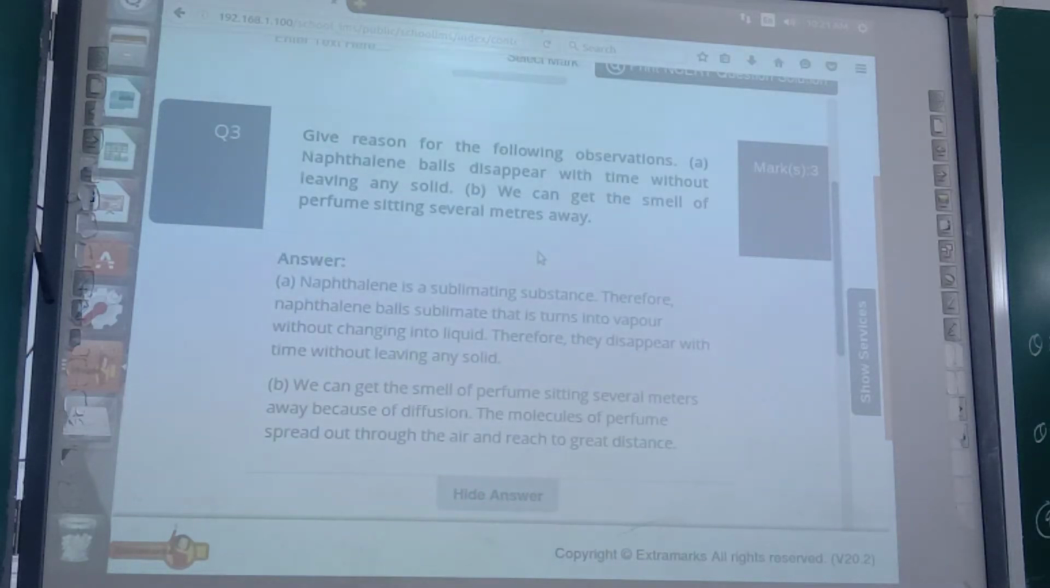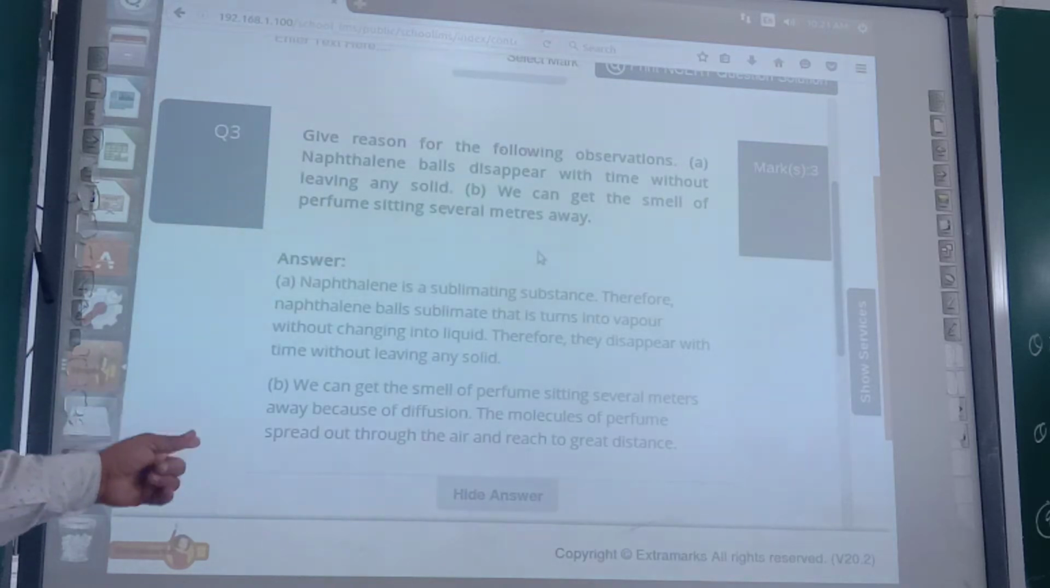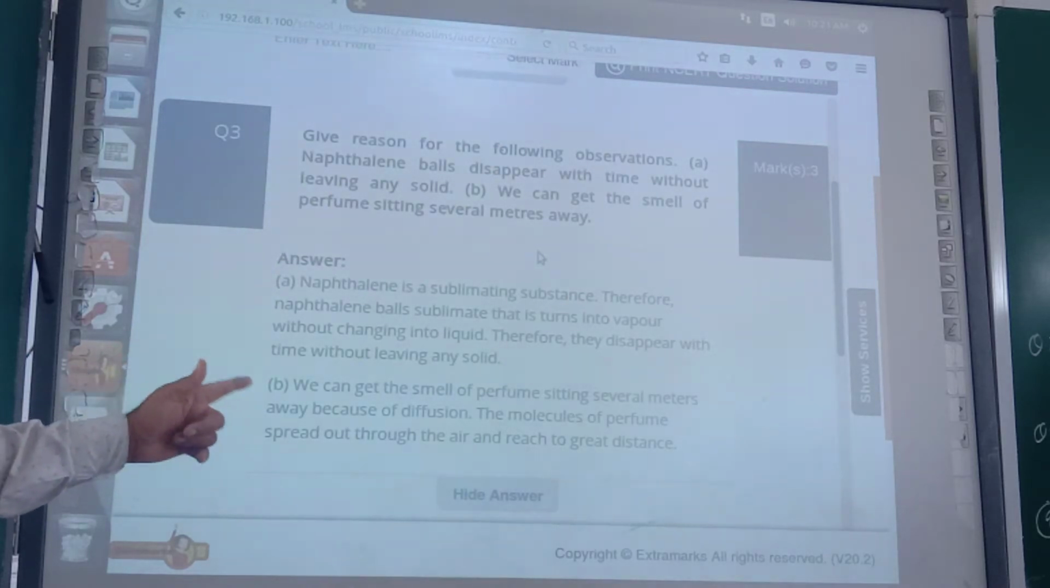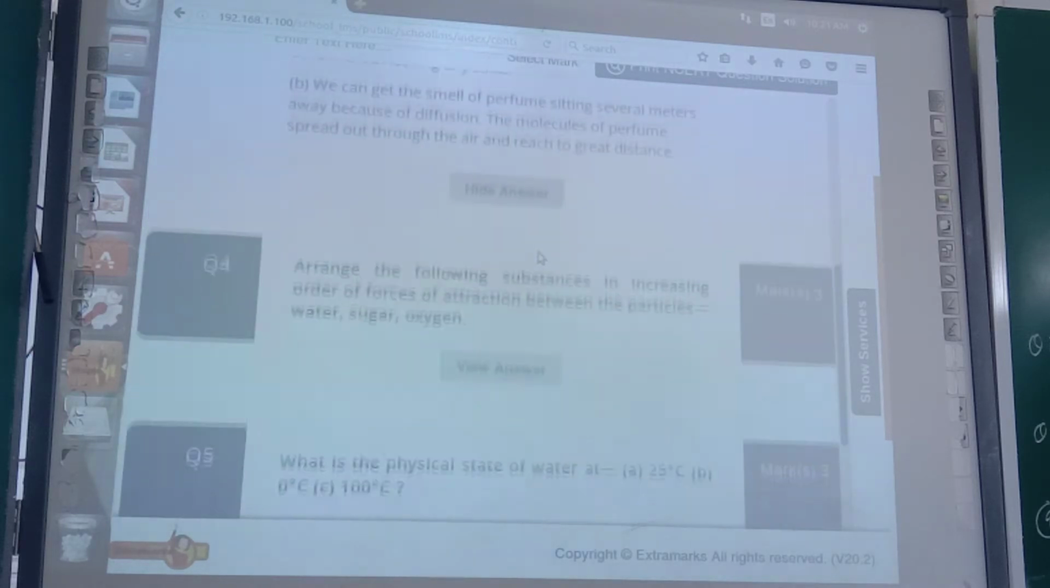So naphthalene is a sublimating substance. Therefore, naphthalene balls sublimate, that is, turn into vapor without changing into liquid. Therefore, they disappear with time without leaving any solid. B: we can get the smell of perfume sitting several meters away because of diffusion. The molecules of perfume spread out through the air and reach a great distance. So this is the question number 3 answer.